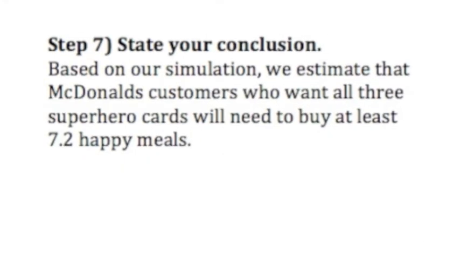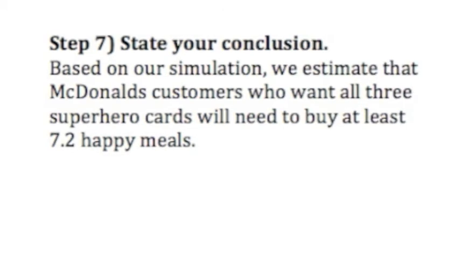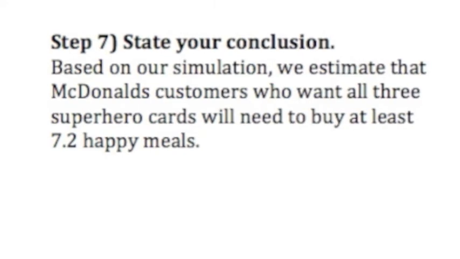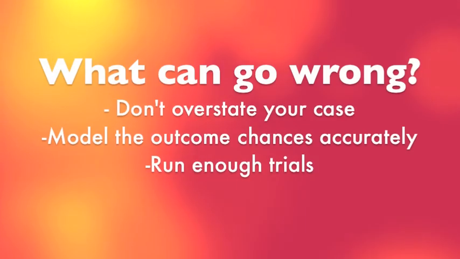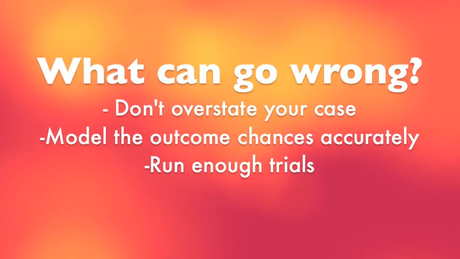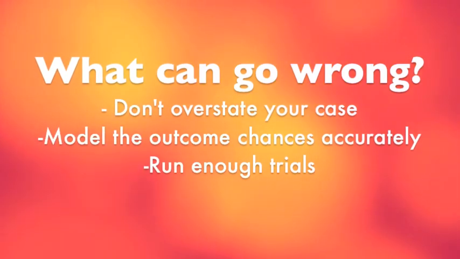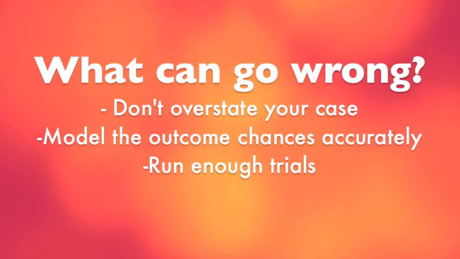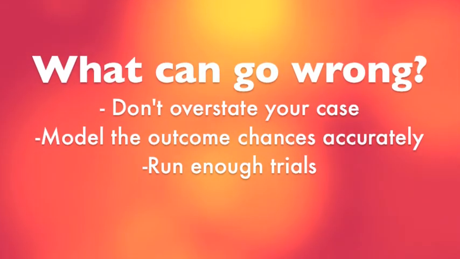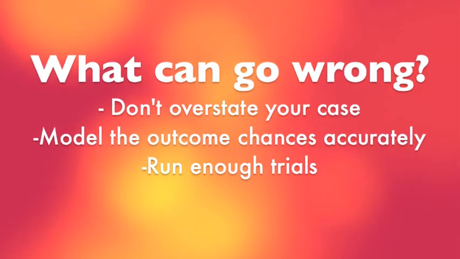The last step is to state your conclusion. Based on our simulation, we estimate that McDonald's customers who want all 3 superhero cards will need to buy at least 7.2 Happy Meals. Like I mentioned before, our simulation will always be imperfect. However, there are 3 things that you must watch for that can go wrong. First of all, don't overstate your case. In some sense, a simulation will always be wrong. After all, it's not the real thing. Never forget that future results will not match your simulated results exactly.